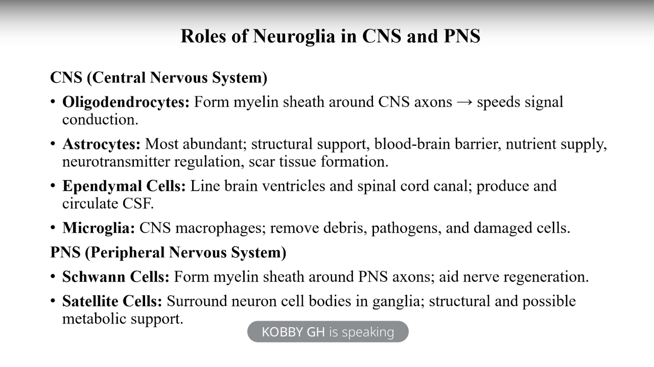Okay, then we have the satellite cells. The satellite cells surround neuron cell bodies in ganglia. They surround cell bodies of neurons, satellite cells.